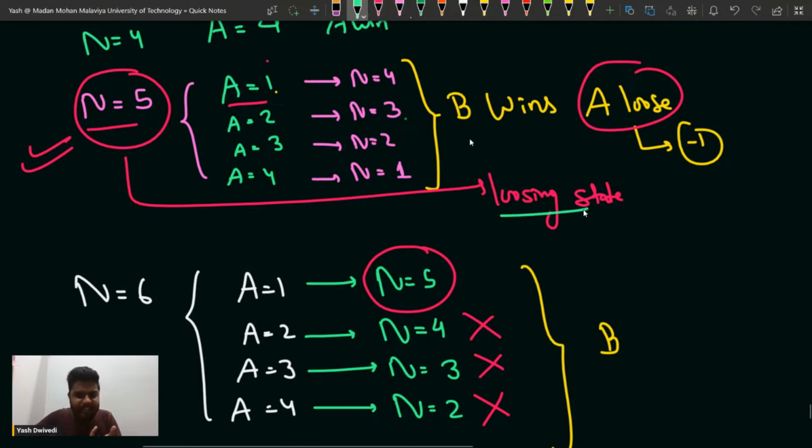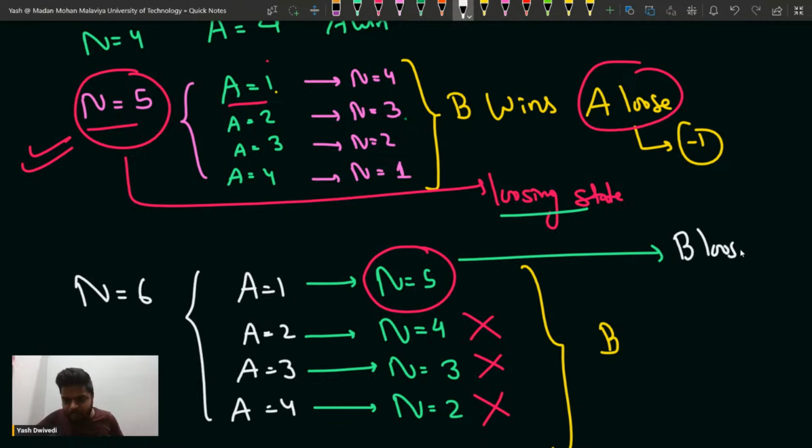As I am highlighting, when b gets n, a will take one matchstick, and then n will be left as 5. When n is left as 5, the player who gets n is equal to 5 is going to lose. So in that case, b will lose, and if b loses, a wins. You can see that a has to take one matchstick.